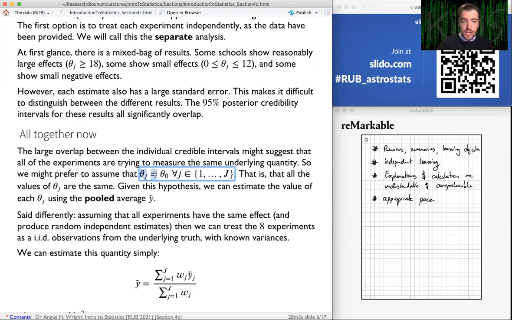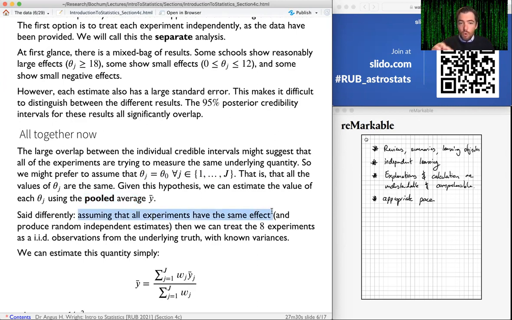So all of the theta_j's are actually equal to one value, call it theta. This hypothesis allows us to take all of the observations from all of the schools and bring them all together into one value, Y bar total, with one uncertainty, and that gives us our pooled estimate of Y bar, our pooled average for the effect.